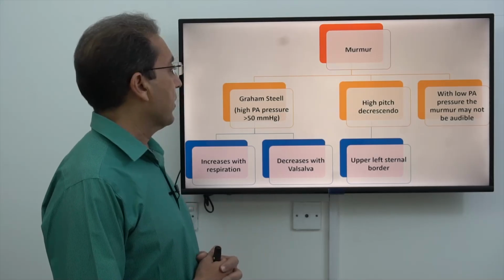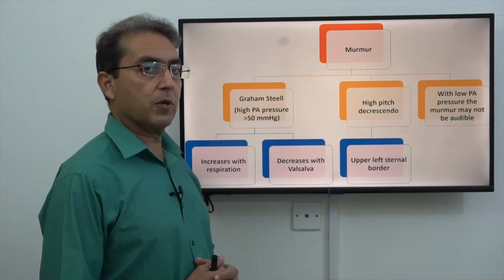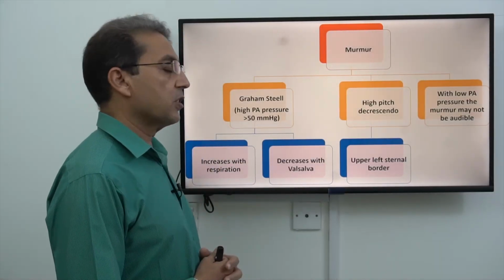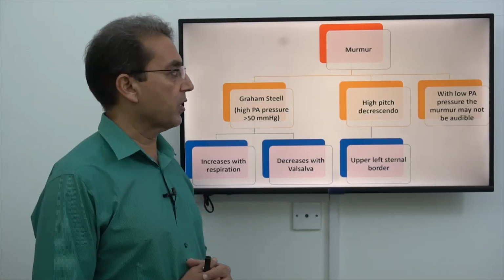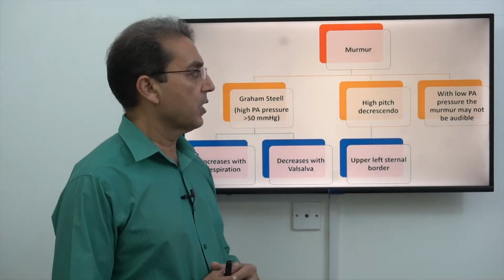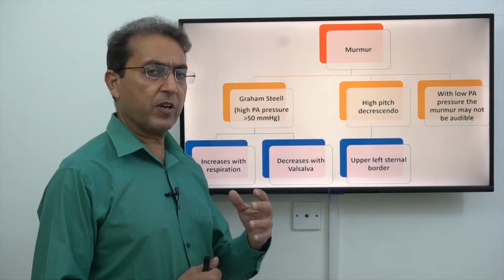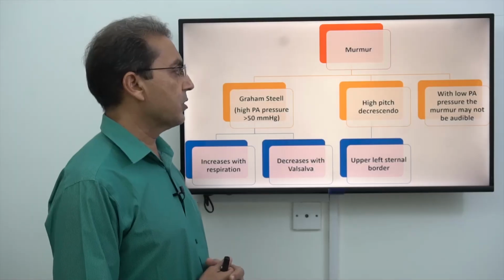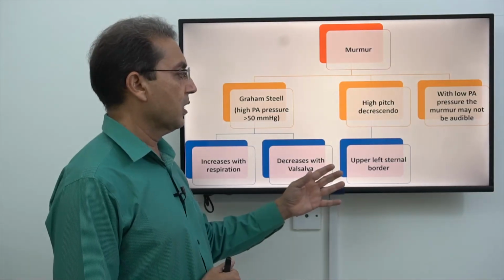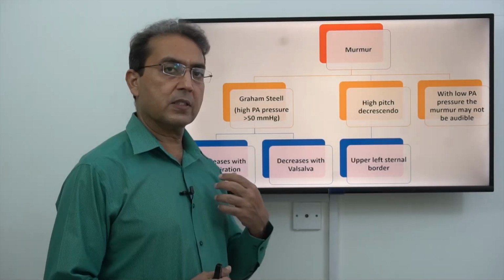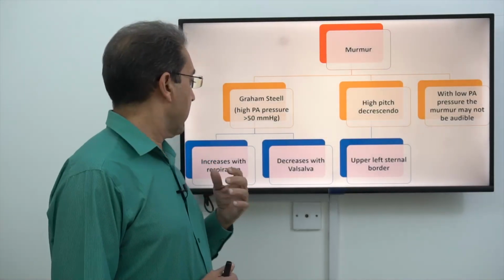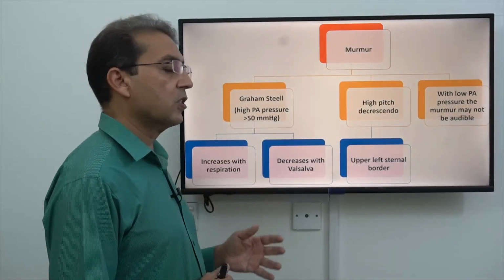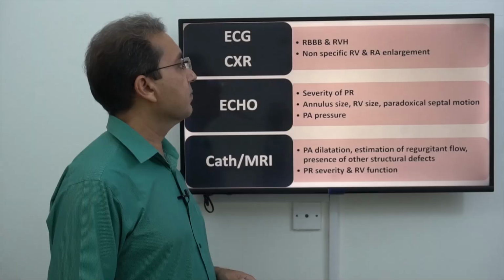And when we listen for the murmur, it is called the Graham Steell murmur. The murmur is usually audible when the pulmonary artery pressure is more than 50 millimeters of mercury. With low pulmonary artery pressure, the murmur may not be audible. It may be very faint and may not be picked up clinically. This is a high-pitched decrescendo murmur, which is heard at the upper left sternal border, in the second left intercostal space. It is a murmur which increases with respiration and decreases with the Valsalva maneuver.